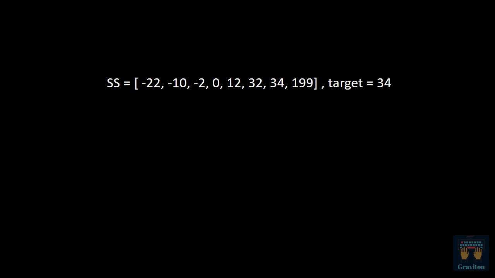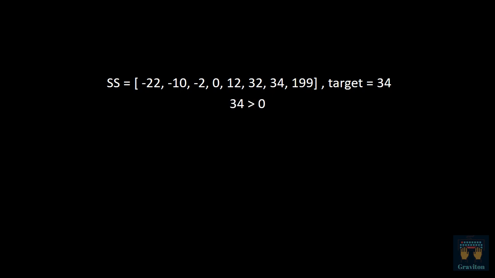So we have a search space of this initial complete array and our target is 34. Now since the number of elements in the search space is 8, which is even, there will be 2 middle elements. Let's decide that we will always take the left one of the middle elements. We can take any of them, but let's decide we will always take the left one. So we will compare our target with 0.